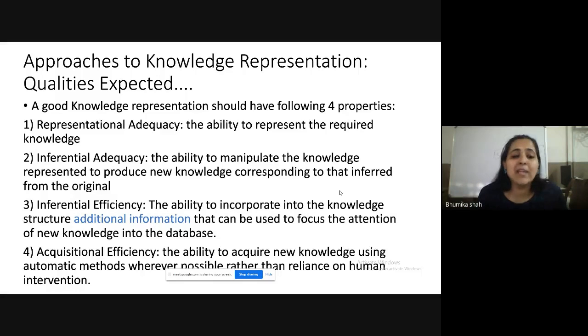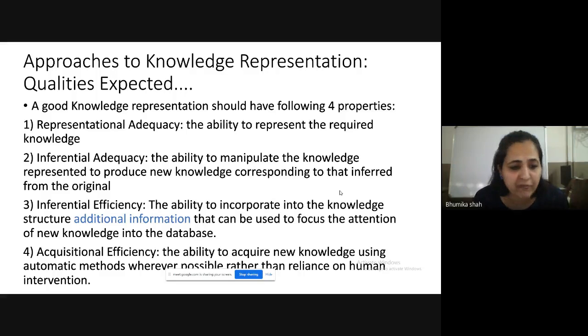Okay, so what is the meaning of inferential adequacy? The ability to manipulate the available knowledge, infer new knowledge, and add that new knowledge to your knowledge base. That is called inferential adequacy. Infer as much knowledge as possible out of the old knowledge, the original knowledge that was available to you. That is called inferential adequacy.